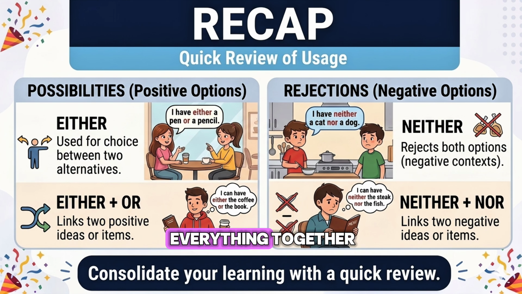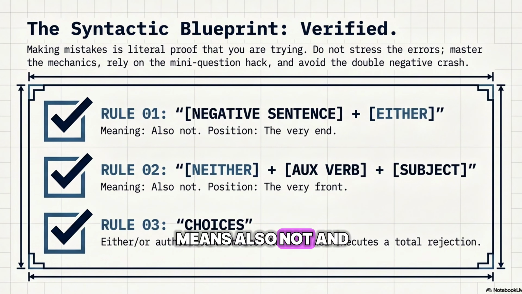Okay, as we bring everything together, let's celebrate your progress and recap the 3 golden rules. Rule 1. Either in negative sentences means also not and goes at the very end. Rule 2. Neither goes at the beginning for negative agreement and pairs with nor for rejection. Rule 3. Either or is for a choice. Neither nor is a total rejection of those choices.